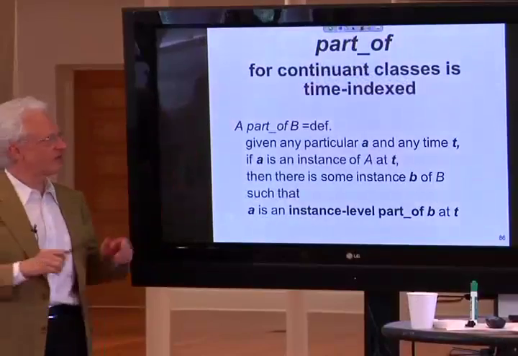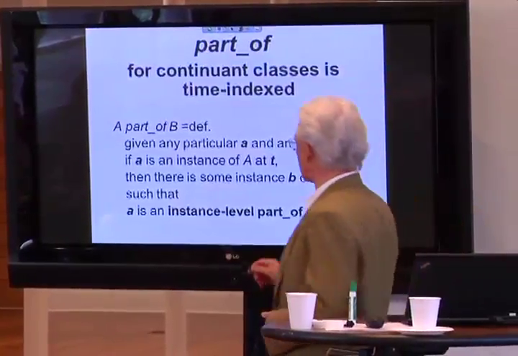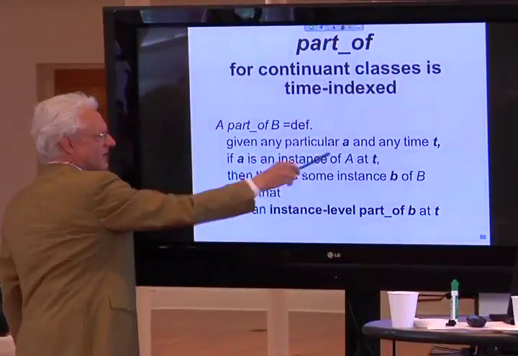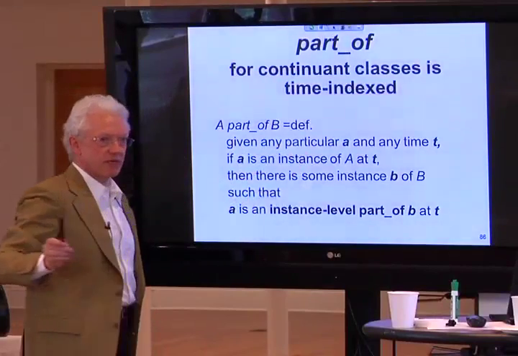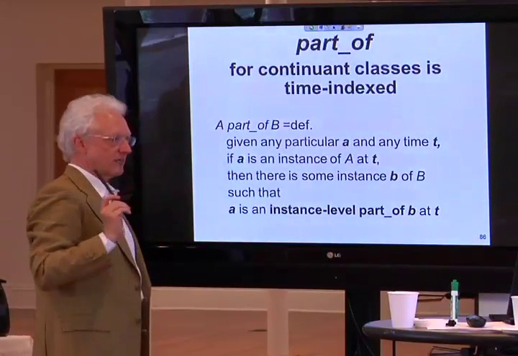Now you don't need that for occurrence. No, you don't need that for occurrence. For occurrence, you can just say A is part of B means given any A, there is some B which it's part of. So this is a difference between continuant and occurrent, logically speaking.